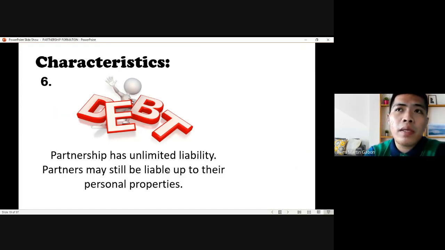If the assets of the partnership can no longer suffice in covering those liabilities, then those creditors, or those to whom the partnership has debts, can run after the personal assets of each partner.